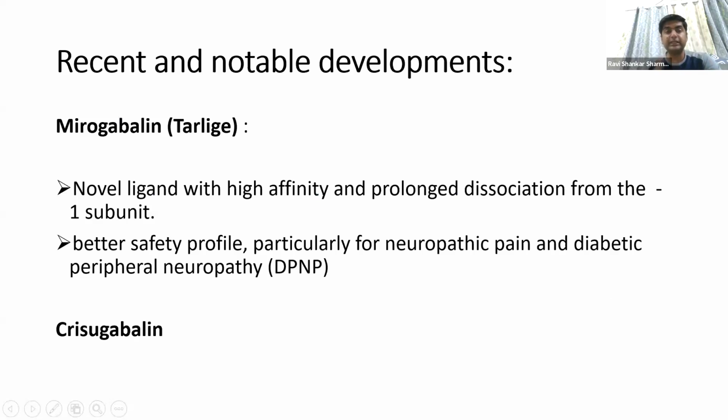Okay. Then recent and notable developments among alpha 2 delta ligands. Another compound is mirogabalin. Mirogabalin has a special property of binding the alpha 2 delta 1 subunit. This is a newer compound, and it has been particularly effective in diabetic neuropathic pain and other neuropathic conditions. Another compound still under development is crisogabalin. So mirogabalin, crisogabalin, pregabalin and gabapentin are the 4 examples of alpha 2 delta subunit ligands. When you get an MCQ asking which one is not there, just try to remember all these 4.